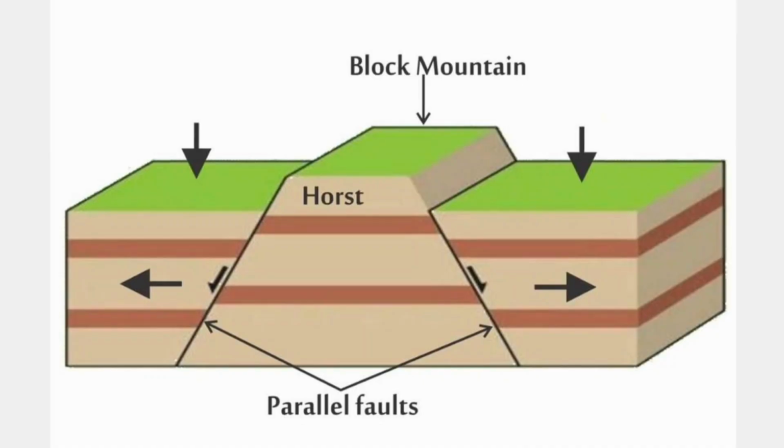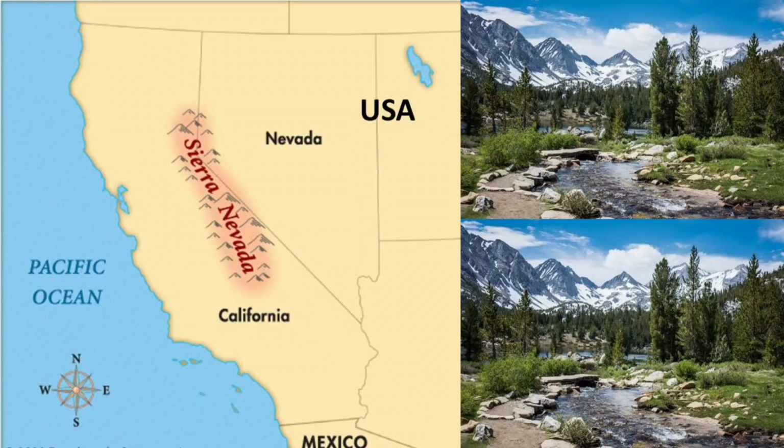Block mountains, also known as fault block mountains, are formed when large blocks of the Earth's crust are uplifted or subsided due to faulting. These mountains are characterized by their steep slopes and relatively flat tops, with the uplifted blocks being called horsts and the down-dropped blocks being known as grabens. Examples are the Sierra Nevada mountains in the USA.